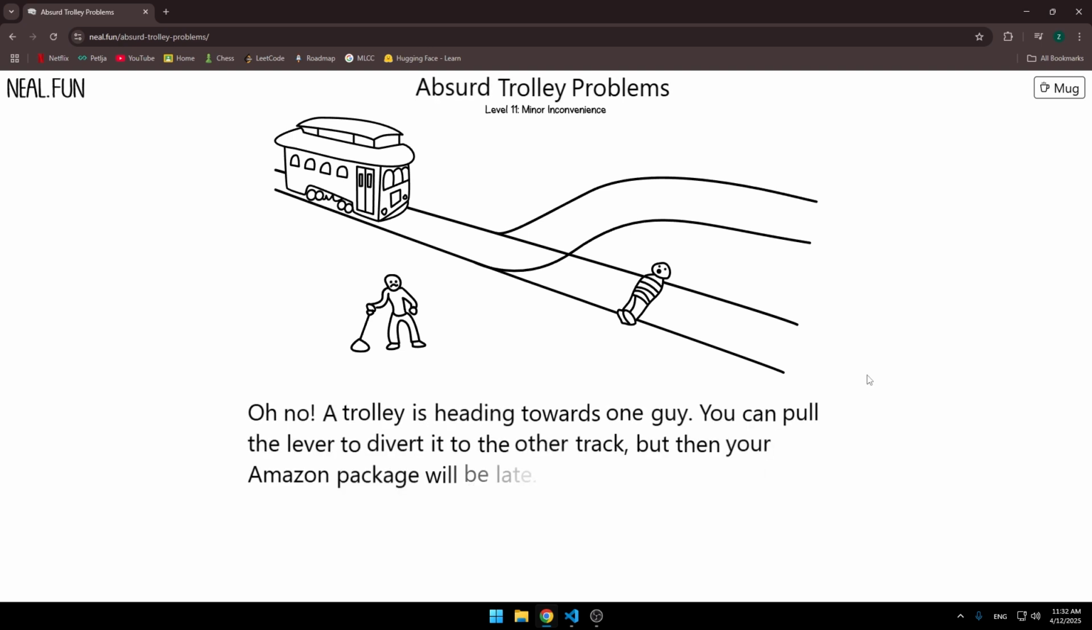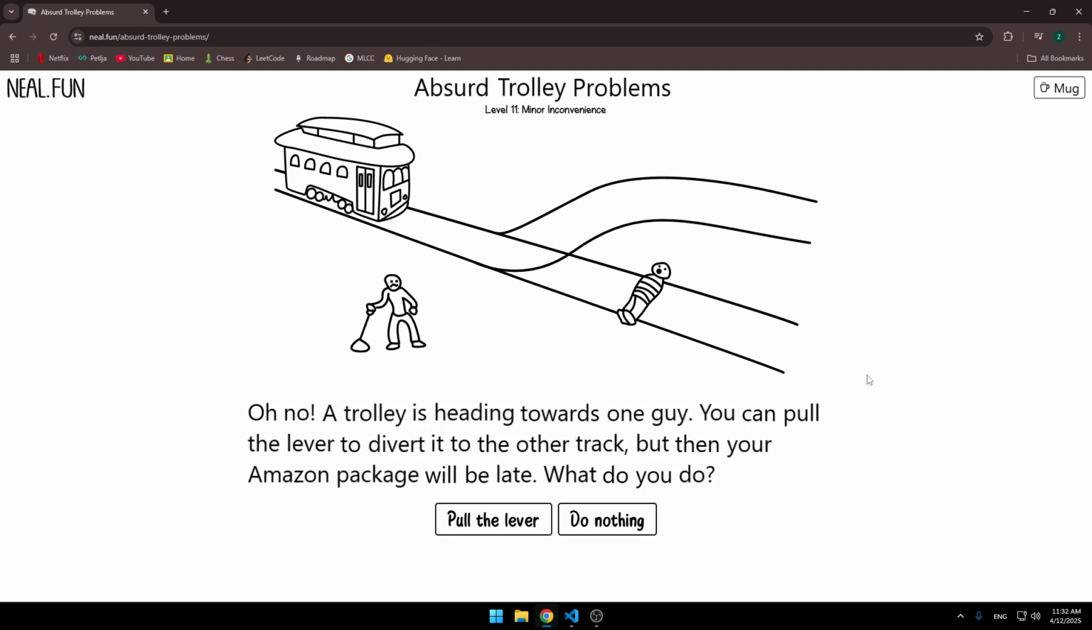Oh no, a trolley is heading towards one guy. You can pull the lever to divert to the other track, but then your Amazon package will be late. Oh, I absolutely do not do anything. But let's see, what does the AI think? I don't think it's agreeing with me on this one, but come on, it's an Amazon package.